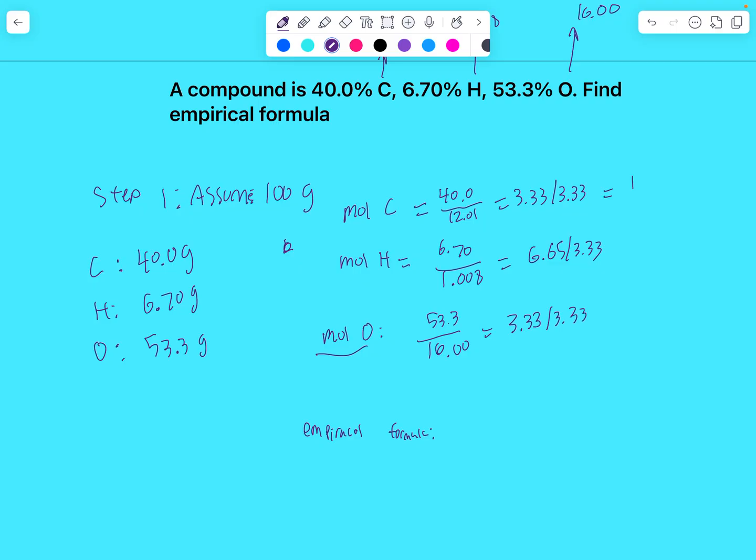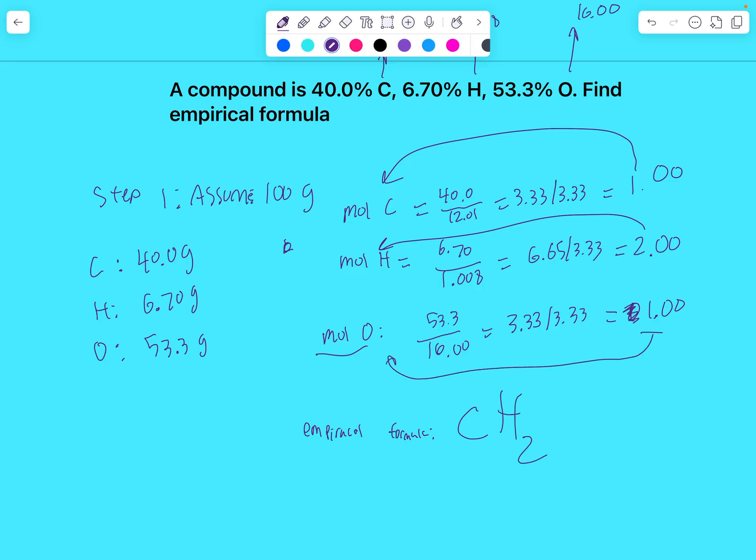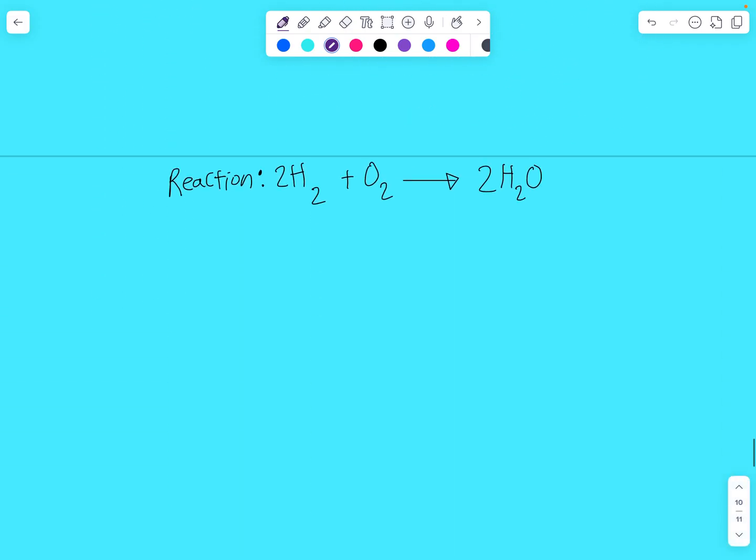3.33 divided by 3.33 is 1. 6.65 divided by 3.33 is 2. Add your sig figs. 3.33 divided by 3.33 is 1.00. All right. So I see that it looks like carbohydrate building block, right? Ratios, clean, it's great. I'm seeing that going on. So I have 1C. This is saying, hey, you got 1C. This is saying, hey, you got 2 hydrogens. Boom. Hey, you got 1O. That's my empirical formula. All right.